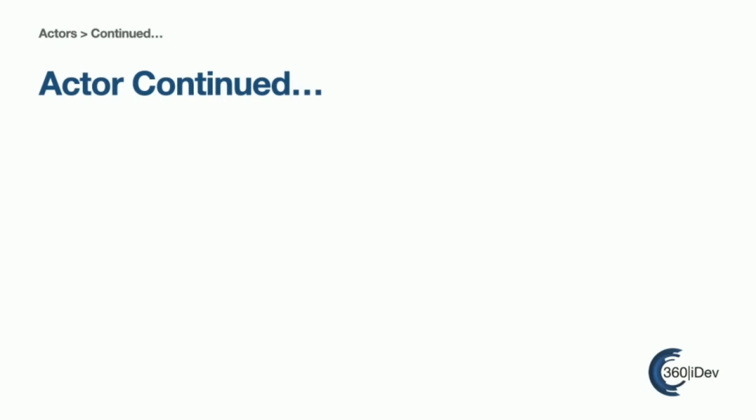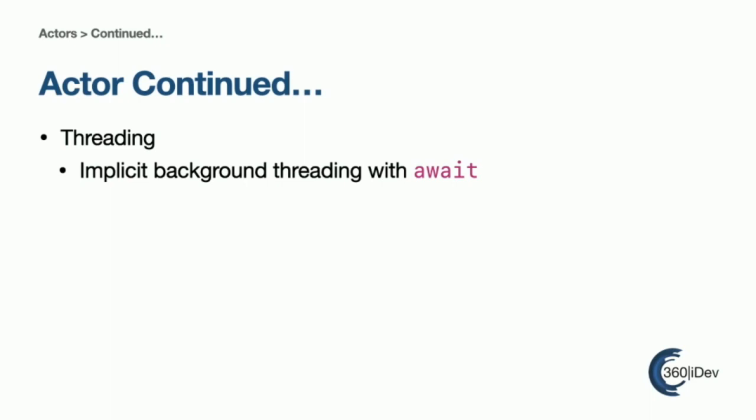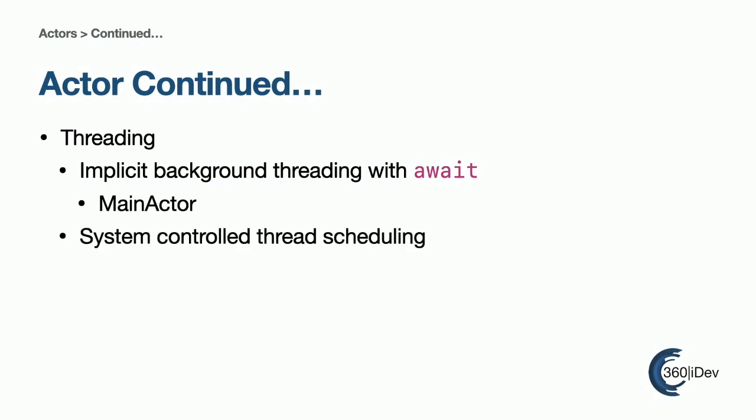So let's look at some more of the details that make actors so cool. And the first is the threading model. It's worth noting that because we're using await to suspend our function because the actor could be busy, we're implicitly saying that it should run in the background. There is one exception to that rule though, and that's the main actor, and we'll get to that in a moment. With actors, we don't say what thread they should be running on. That's entirely controlled by the system.